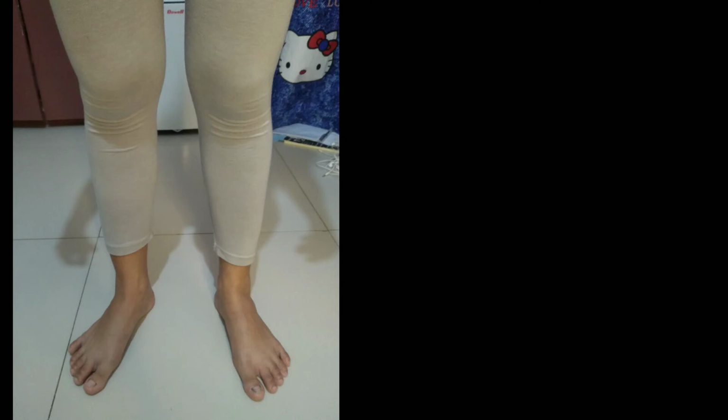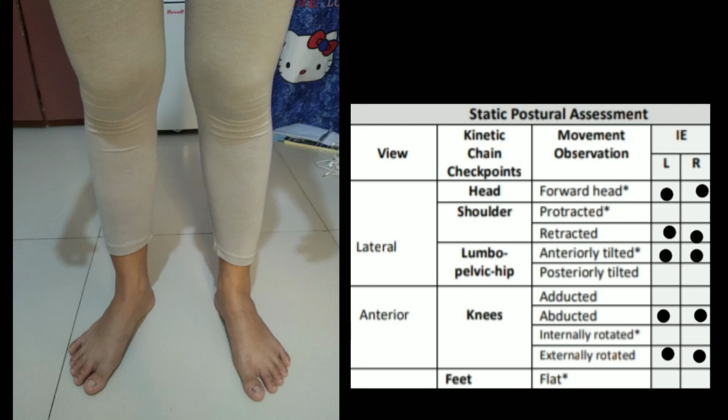Let's move to the anterior view static postural assessment. We'll have knees first. We'll see if there's movement observation whether the client's knees are abducted or adducted. Abducted means moving away from the midline of your body, and adducted is the opposite. If you look at the knees of the client, they are abducted because they are away from the midline of your body, and externally rotated. For the feet, they are not flat, but externally rotated.